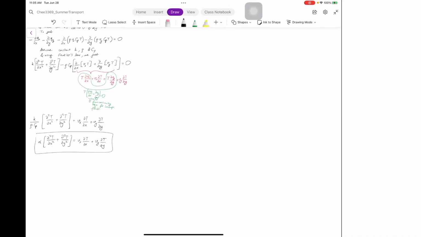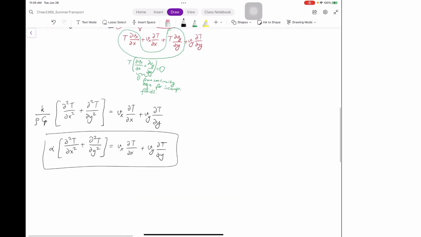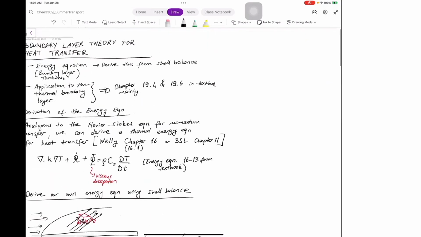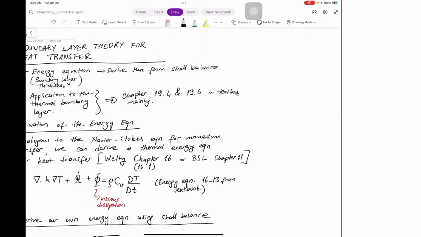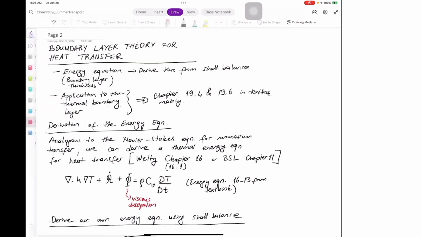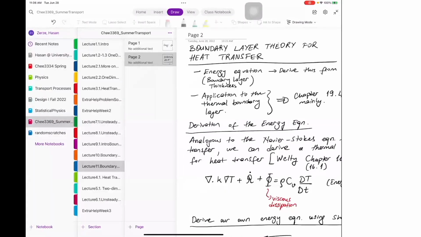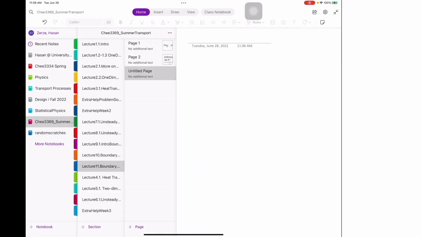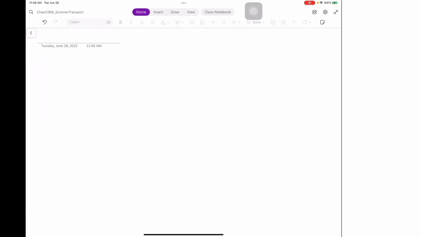We actually derived our energy equation, right? And now what we're going to do is, as I promised, after we derived our energy equation, we said we are going to apply it to the thermal boundary layer. We're going to do similar things that we have done for the momentum boundary layer. So let's call it page 3.